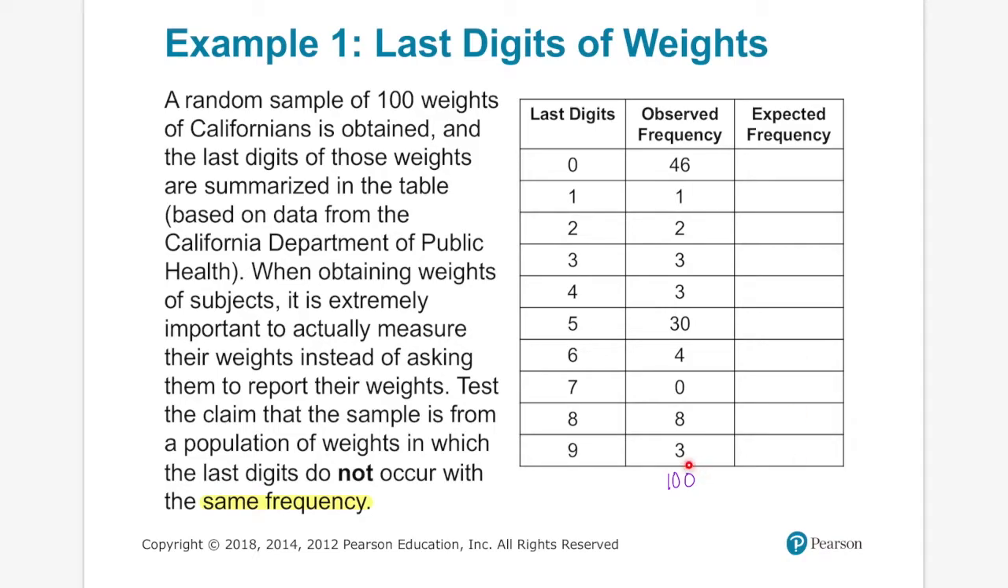What I would do is take 100 divided by 10. Because this question was asking me to test the claim if the last digits do not occur with the same frequency, that means I want my expected frequency to be the same. Expected frequency does not have to be the same on every problem. It really depends on what they're asking you. And I will use the observed frequency and expected frequency to calculate my test statistic and my p-value.